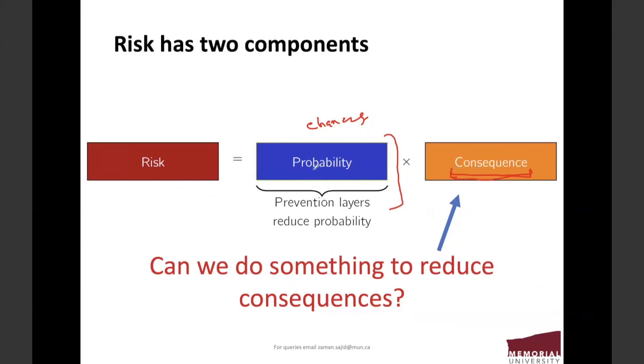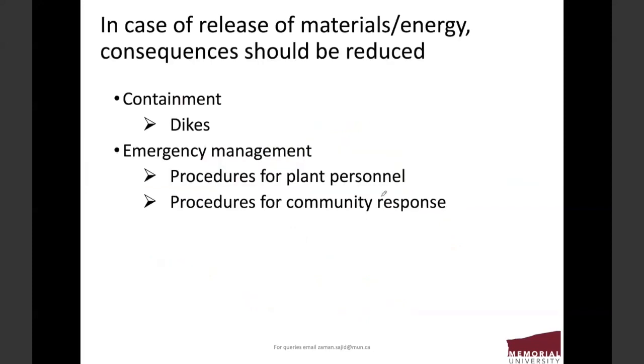Okay, so I will repeat it one more time. So far, with the relief devices, the material has been released. Now the only thing we can do is control the consequences. We can reduce the consequences. This is what happens when you get a fire. With a fire eruption, you try to control the spread of that fire. Technically, you are trying to control the consequences of that fire. So can we do something to reduce the consequences? The answer is yes. In case of the release of material and energy, consequences should be reduced.